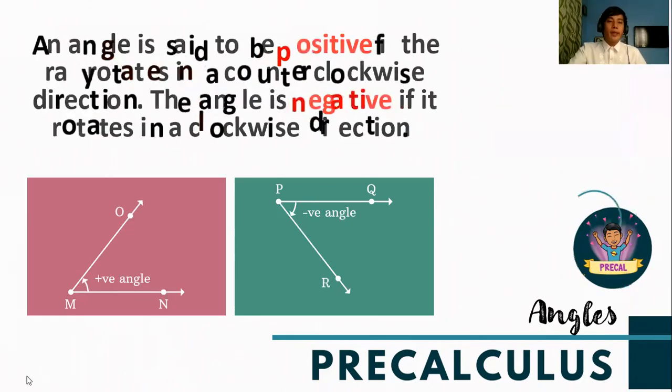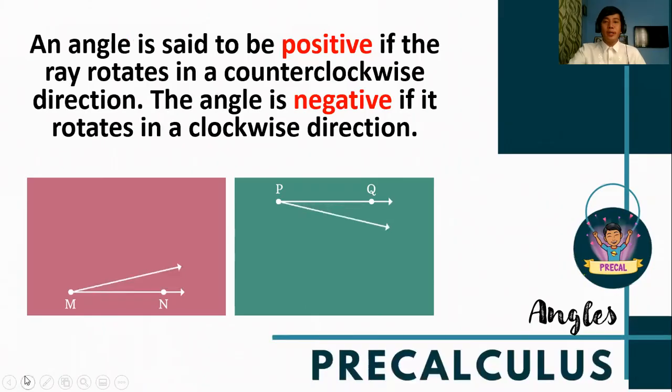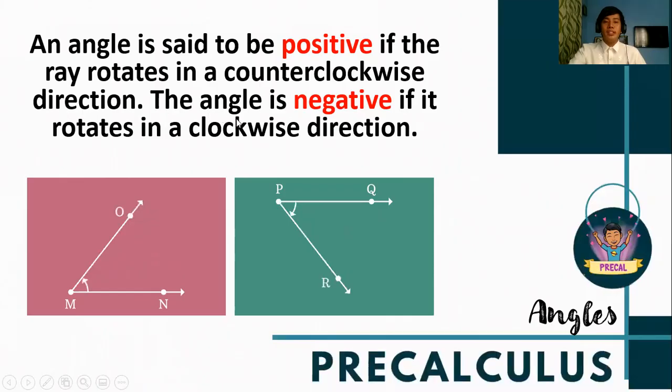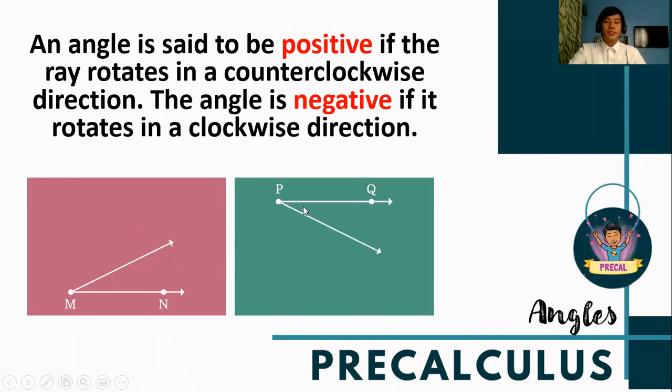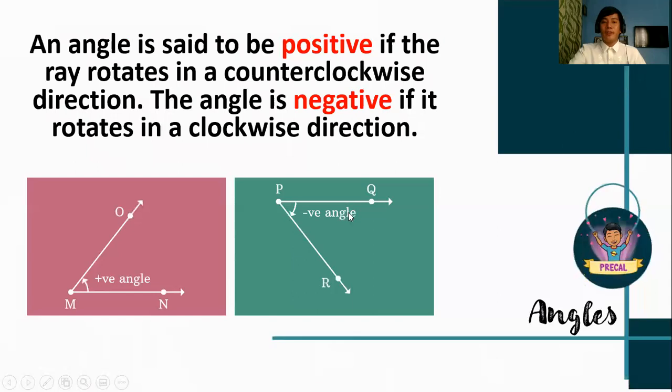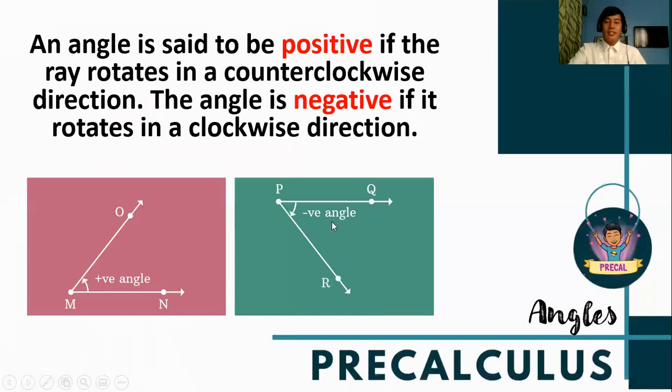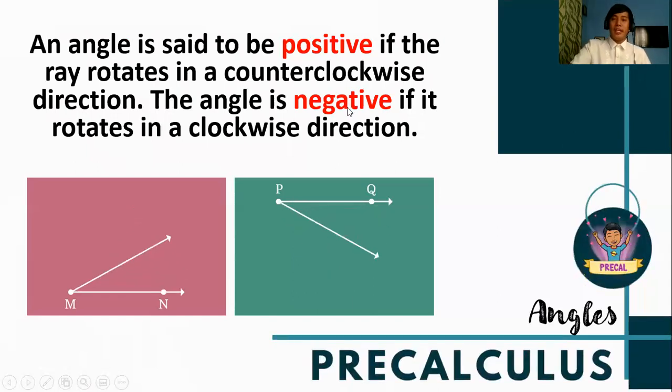So an angle is said to be positive if the ray rotates in a counterclockwise direction. So it behaves the opposite of how the clock behaves. While the angle is said to be negative if it rotates in a clockwise direction. So if it follows the behavior of how the clock moves, then the angle formed is negative.